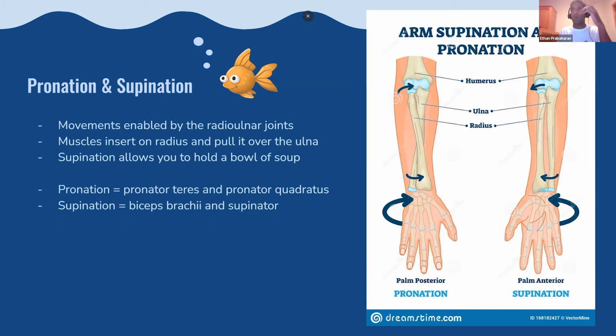So the actual muscles that enable this all insert on the radius and actually pull it over the ulna. Okay, so we see in this diagram here, in the supine position, which is your anatomical position, everything looks fairly normal. But when we talk about pronation, all the muscles that insert on the radius will actually pull it over and bring it over the ulna. Okay, so that actually overlaps.